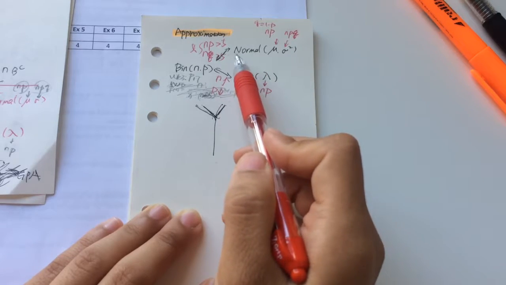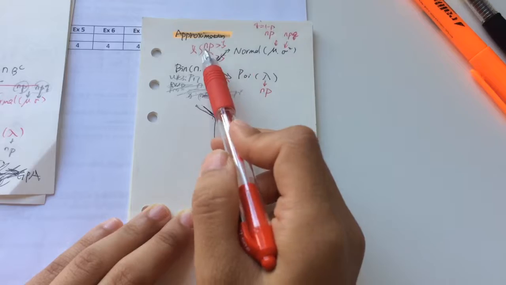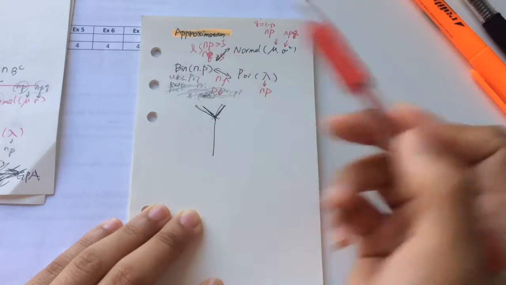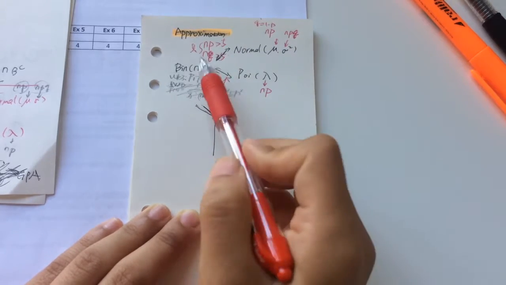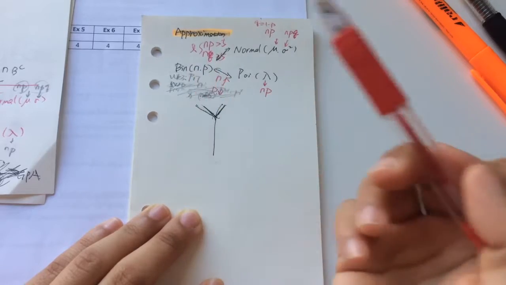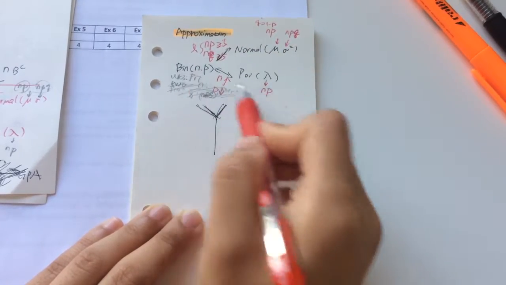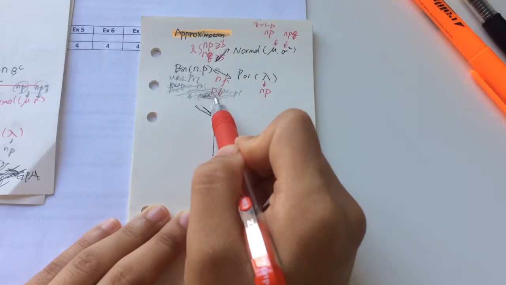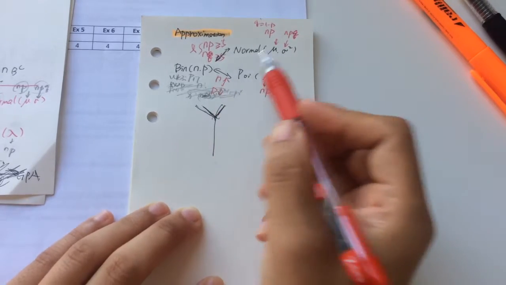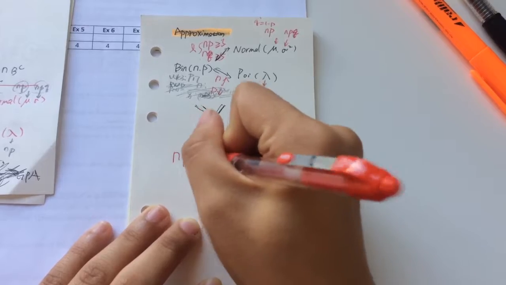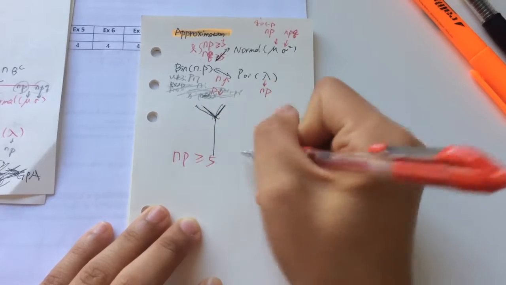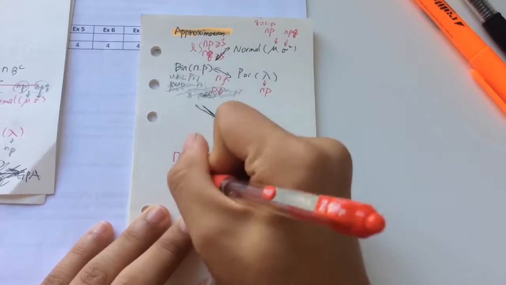If you want to go this way, NP needs to be greater than 5, sometimes 10. Let me explain this later. And NQ needs to be greater than or equal to 5 or 10. And if you want to go the other way, N needs to be large and P needs to be small. So let's talk about why NP is greater than or equal to 5 or 10.